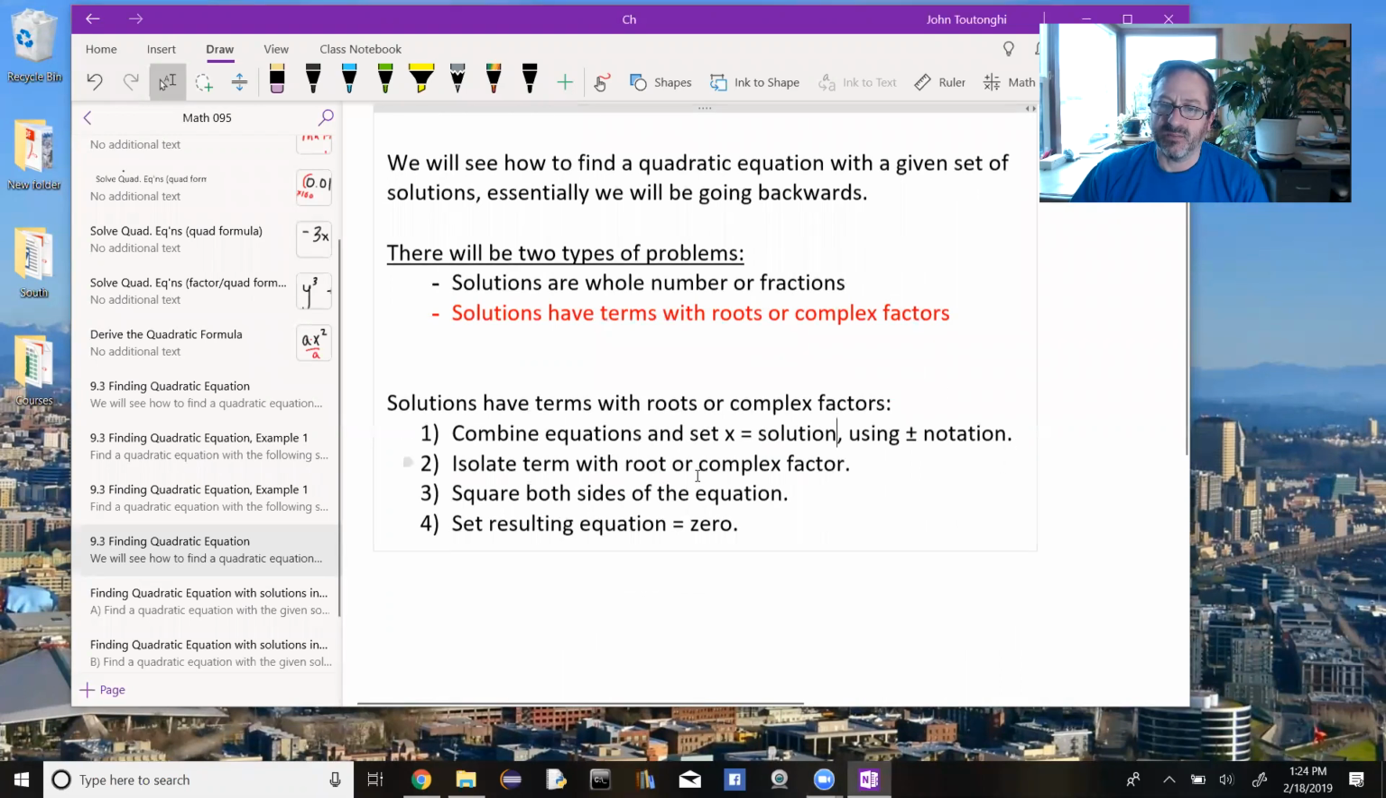Then we'll isolate the term with the root or the complex factor. And then we'll square both sides of the equation to get rid of that root or complex factor and set the result equal to 0. So this will be easier to see as we look at a couple examples.